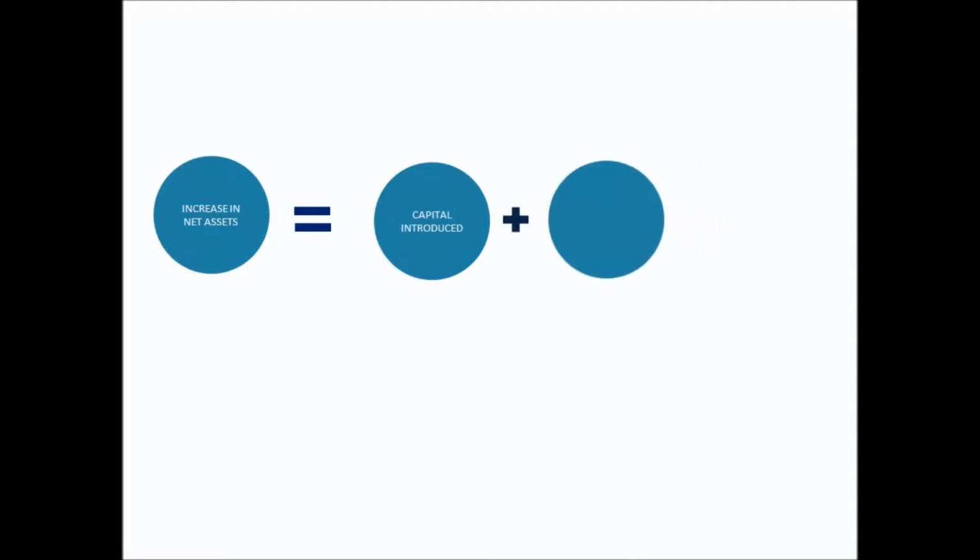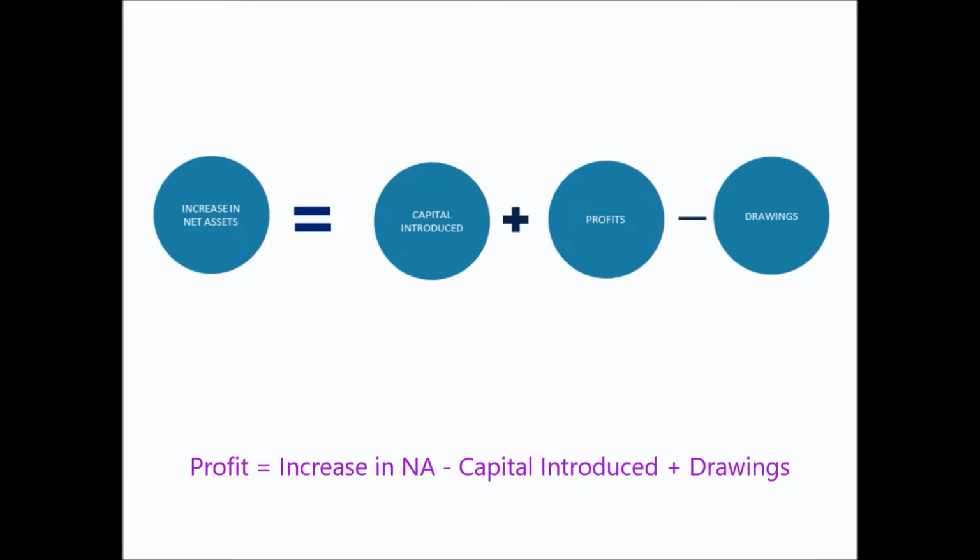So from that, we can derive another equation which is increase in net assets equals the capital introduced by the owners plus profits during the period minus drawings or withdrawals during the period. From this equation, we can also compute for the unknown if all the other three are given. For example, to compute for the profit, if profit is not given, the equation would be profit equals increase in net assets minus capital introduced plus drawings.